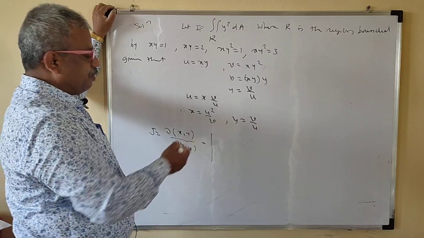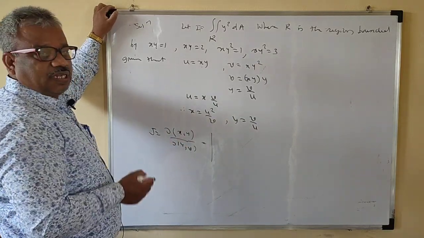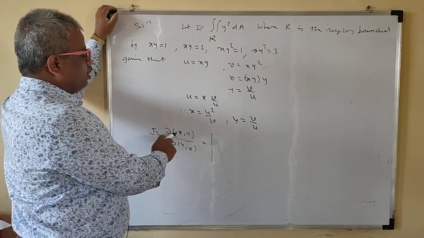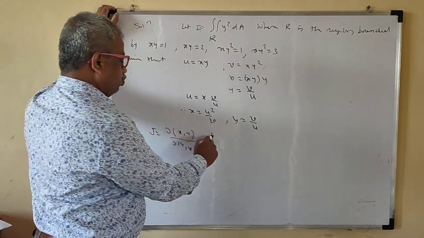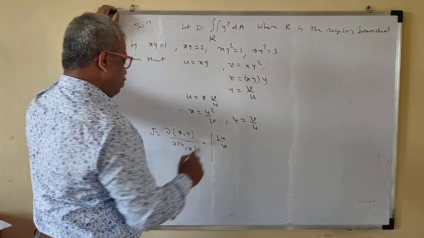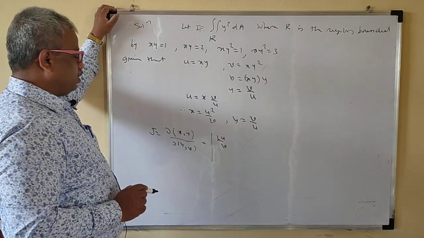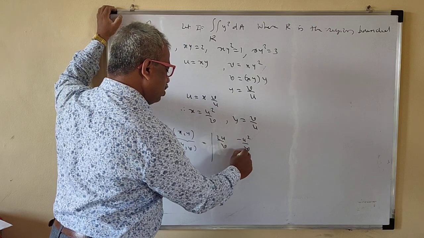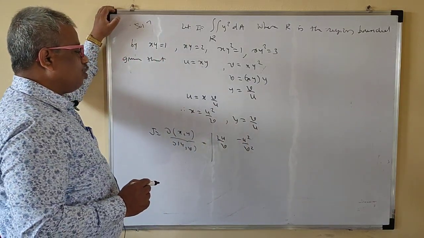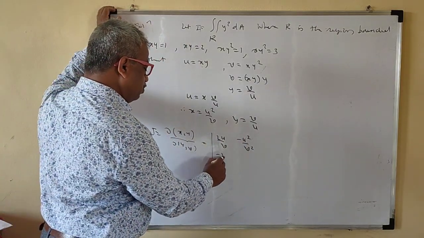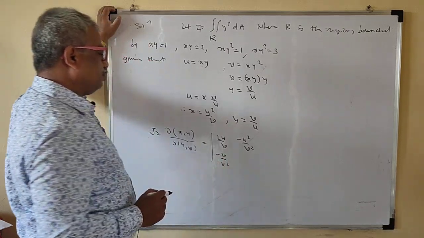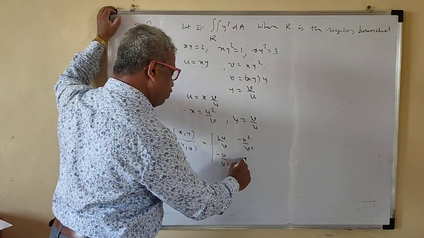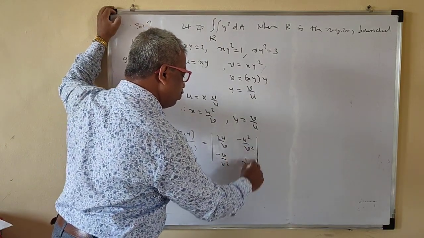We are familiar with the Jacobian, so I will directly write the determinant. ∂x/∂u is twice u by v. Then ∂x/∂v is minus u squared upon v squared. Then ∂y/∂u is minus v upon u squared. Then ∂y/∂v is 1 by u.